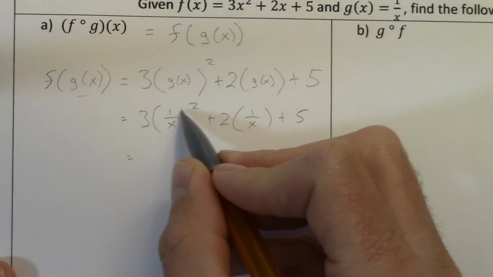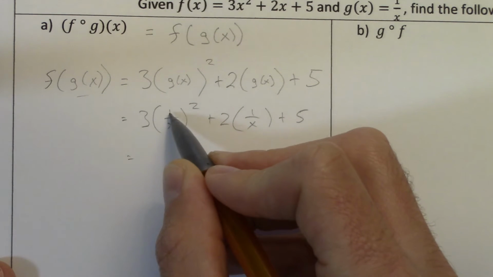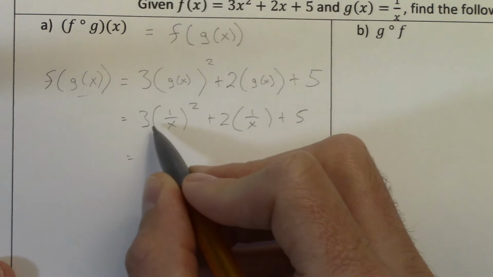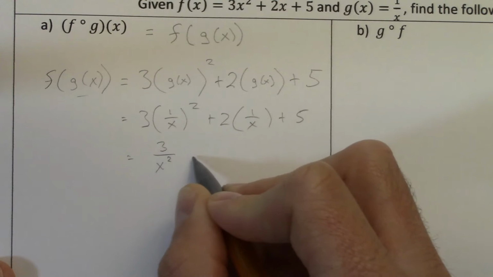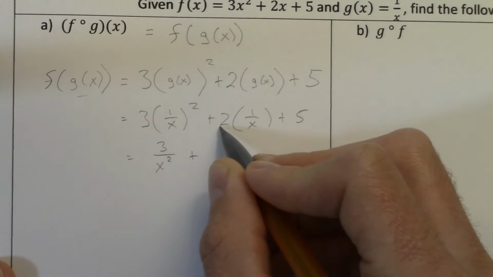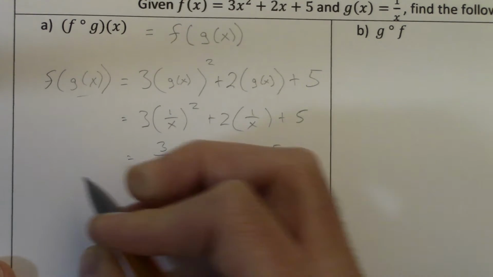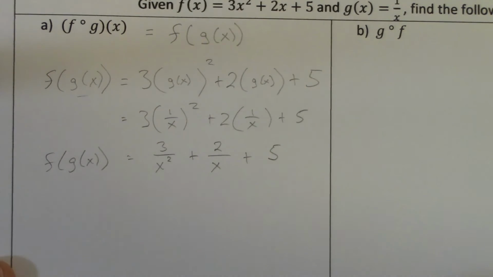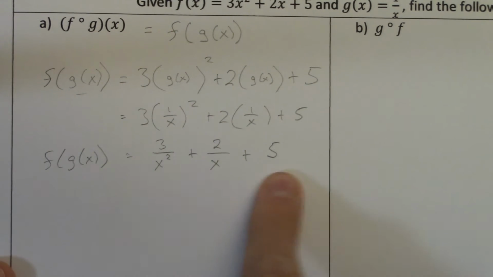If we square this fraction right here, we square 1 and we square x. So 1 squared is 1, and x squared is x squared. Then we multiply that times 3. So we end up with 3 over x squared plus 2 times this, which is 2 over x, plus 5. That's good enough for now; we can just stop there. This is the same thing as the original, so this is our function.